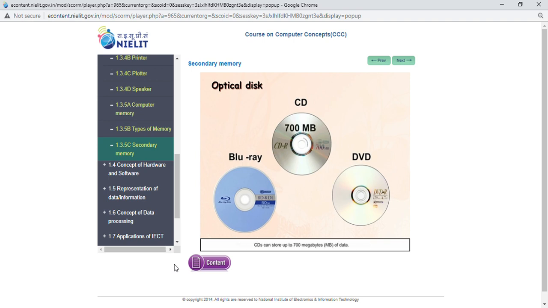CDs can store up to 700 megabytes (MB) of data. DVDs can store up to 8.5 GB of data. Blu-ray discs, which are the newest type of optical media, can store up to 50 GB of data.